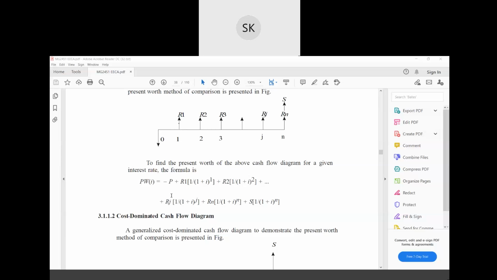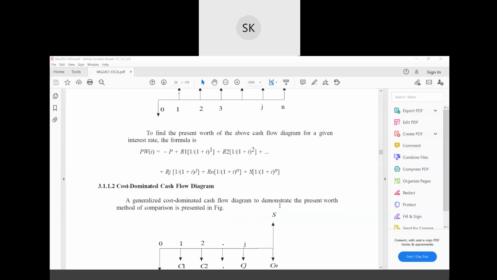This minus P is the investment. This R1 is the revenue in the first year, and i is the interest rate. This R2 is the revenue in the second year. Rj is the revenue in year j, up to which year the revenue is given, plus S, the salvage value, if it is given.